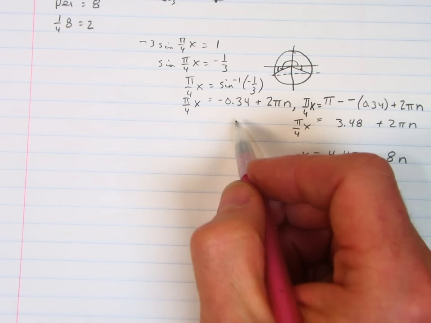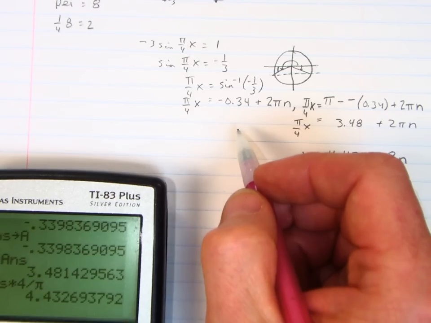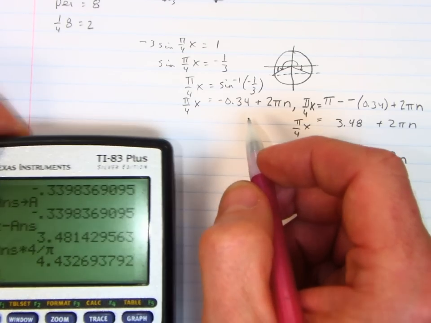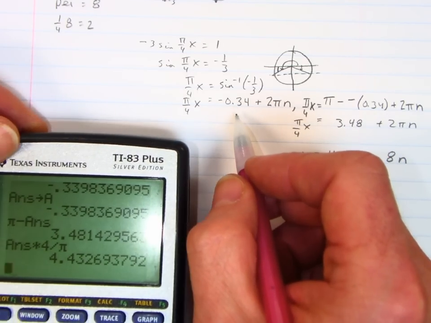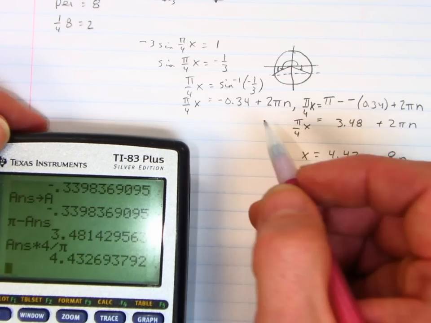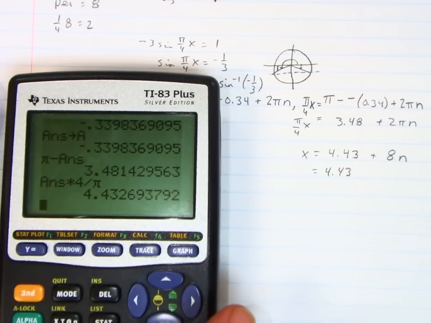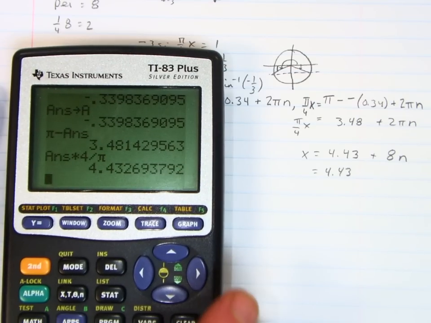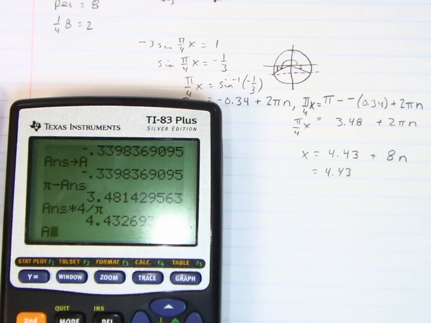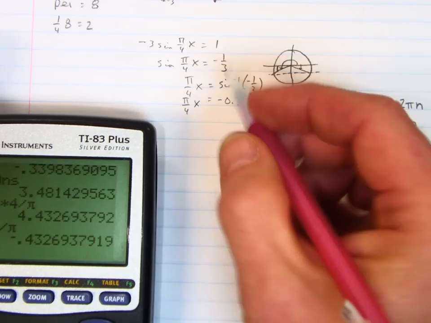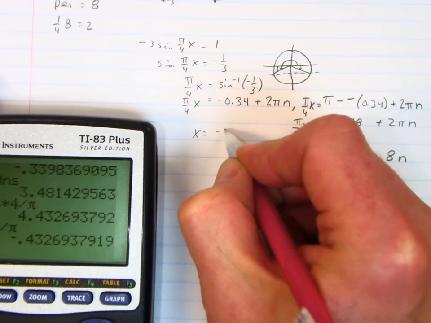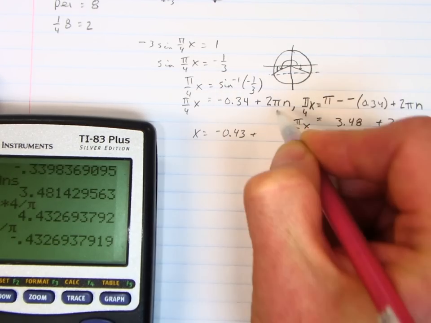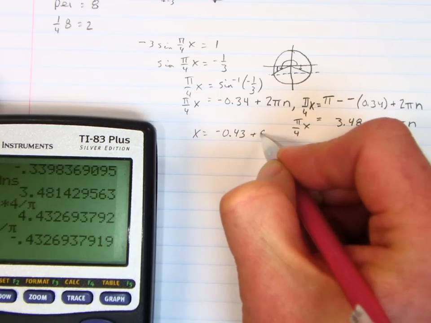Let's see what happens on this one. I will need my calculator back. What I want to do is multiply negative 0.34 by 4 over pi. So what I need to do first is bring back my A. How am I going to do that? I'm going to press alpha A. Now I can press times 4 divided by pi, enter, and I get this number, negative 0.43. And again, when I multiply 2 pi n by 4 over pi, I'll get 8n.